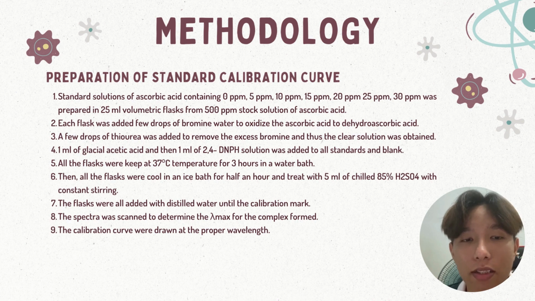1 ml of glacial acetic acid and then 1 ml of 2,4-DNPH solution was added to all standards and blank. All the flasks were kept at 37 degrees Celsius temperature for 3 hours in a water bath. Then all the flasks were cooled in an ice bath for half an hour and treated with 5 ml of chilled 85% H2SO4 with constant stirring. The flasks were all added with distilled water until the calibration mark. The spectra was scanned to determine the lambda max for the complex form. The calibration curve was drawn at the proper wavelength.